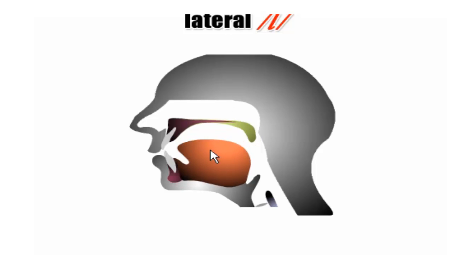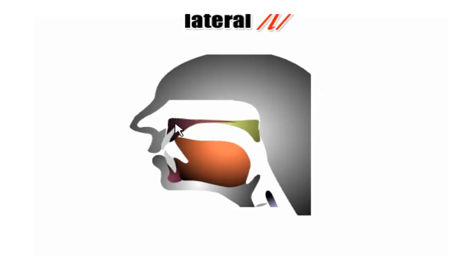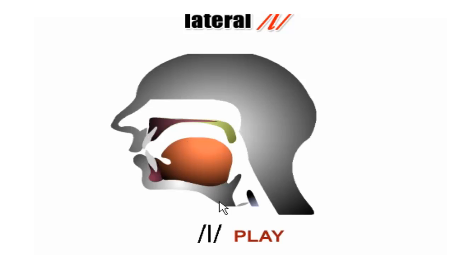However, there is a sound called lateral l, which is produced when the tongue tip makes contact with the alveolar ridge. The sides of the tongue are lowered, and the airflow is allowed to flow outward. L, l.